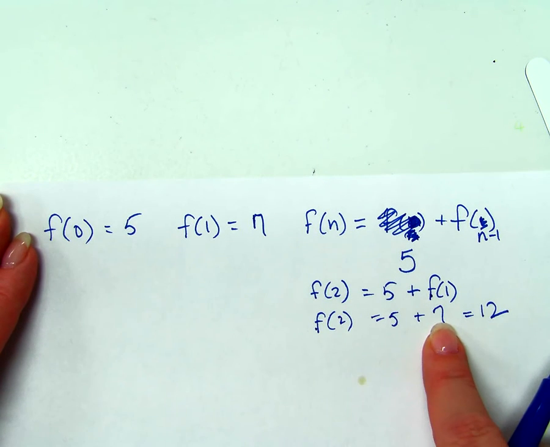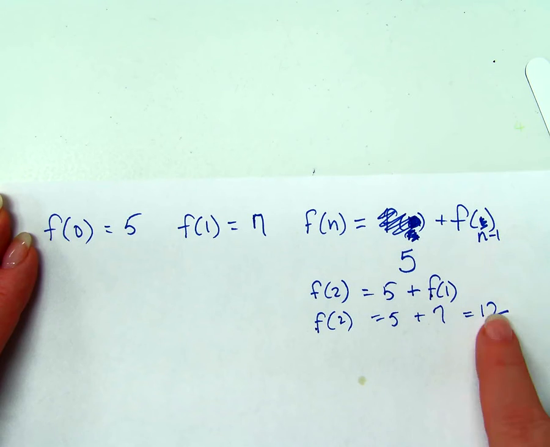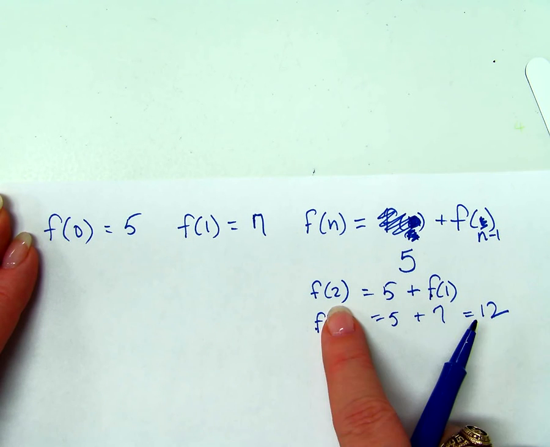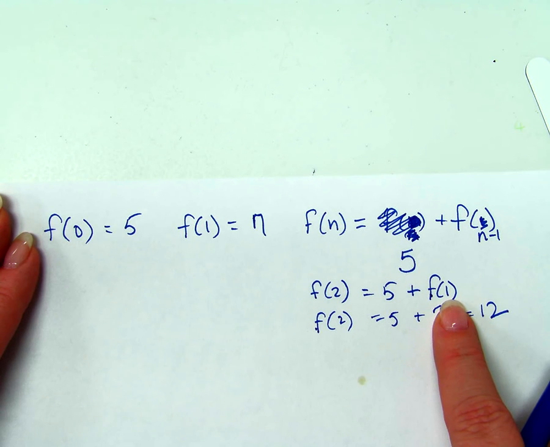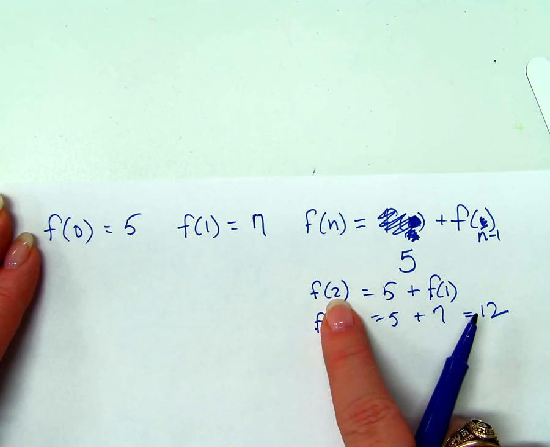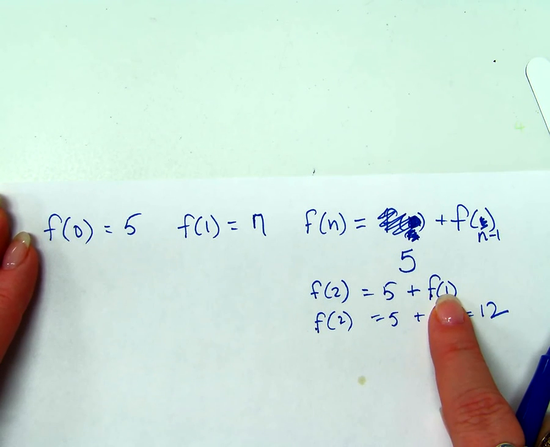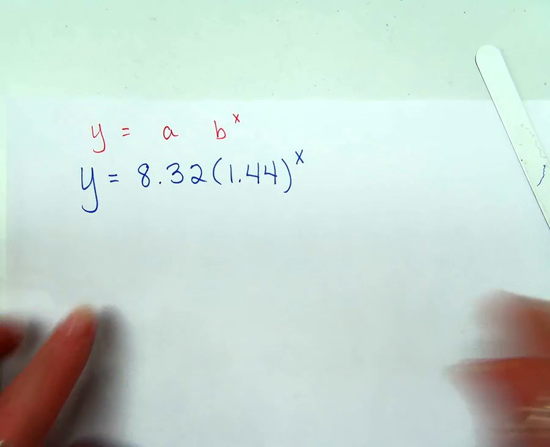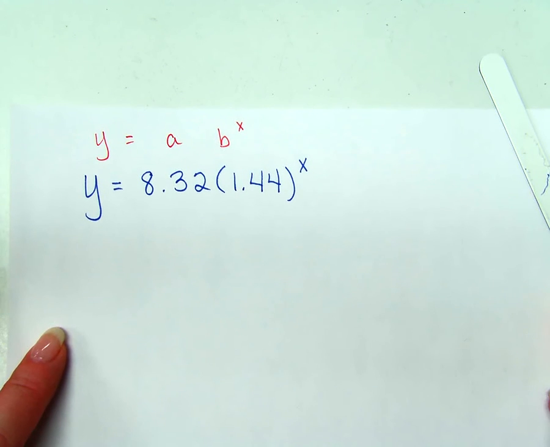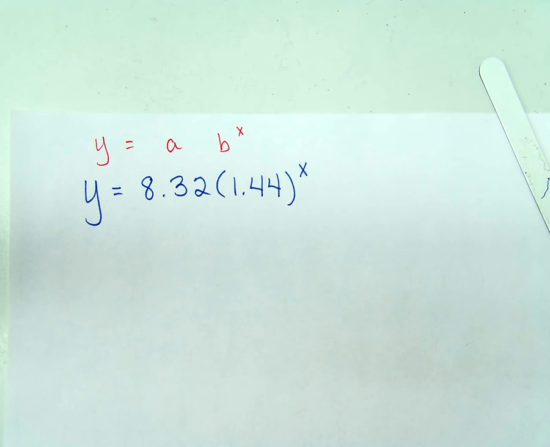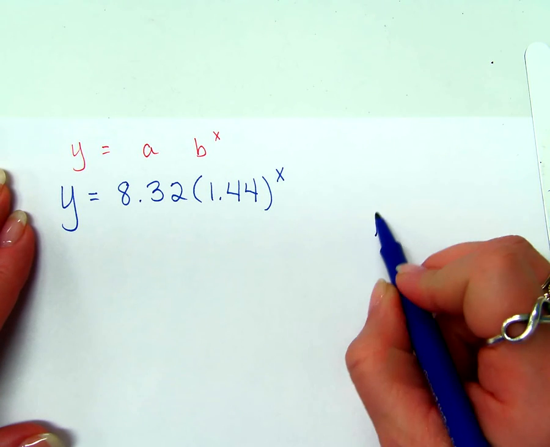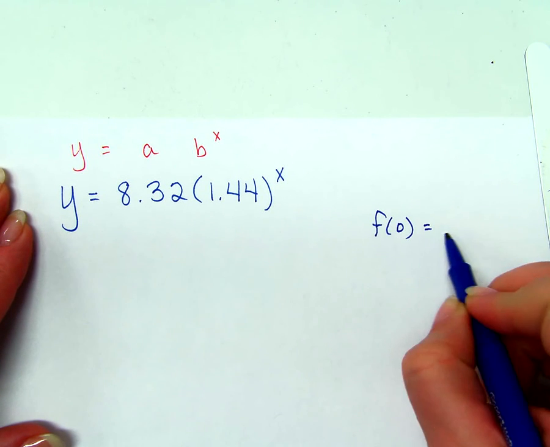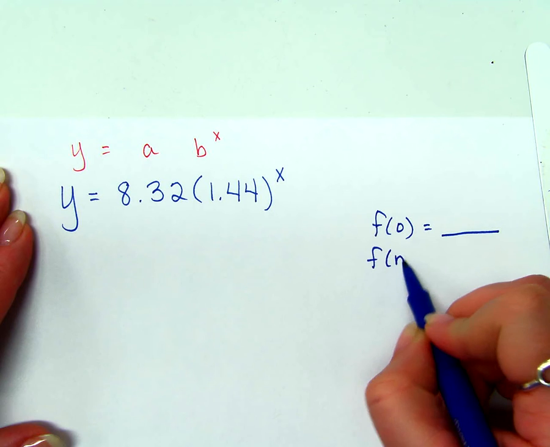So recursive functions are another way to write a function where, in this case, you have to know the term before the one you need. I need f of 2, so I need the term before it, which in this case is f of 1, right? If this was f of 12, I would need to know f of 11, the term right before it. So let's talk about writing this exponential equation that's in standard form into recursive form. For exponential, we have to know a couple things. We need to know f of 0, and then you need to be able to fill in this formula.